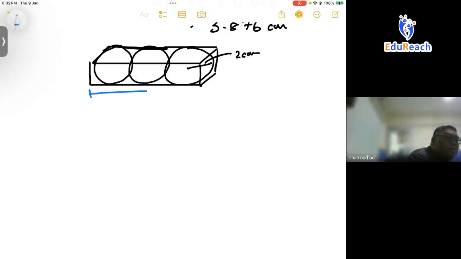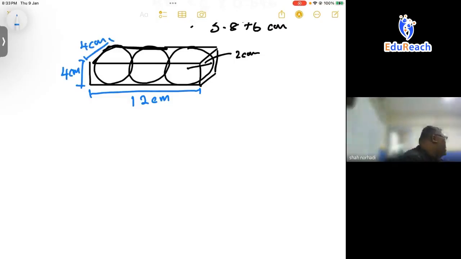So from here to here is actually radius times 6. Right? So we have 12 cm. Then the height will be 4 cm. The width will also be 4 cm because it's following the diameter of the sphere.